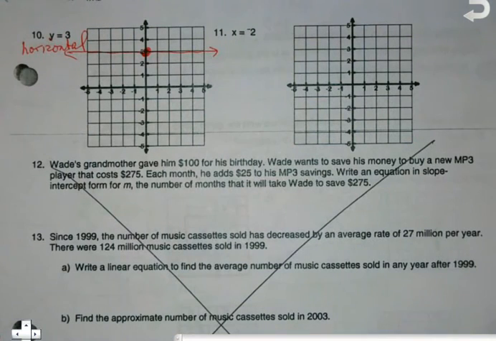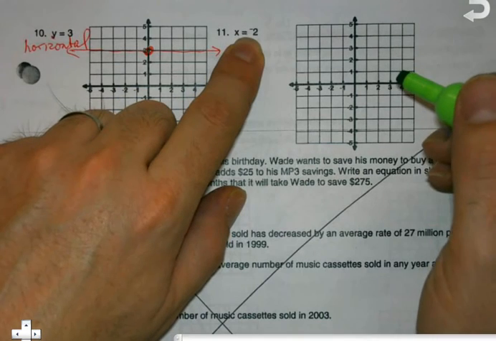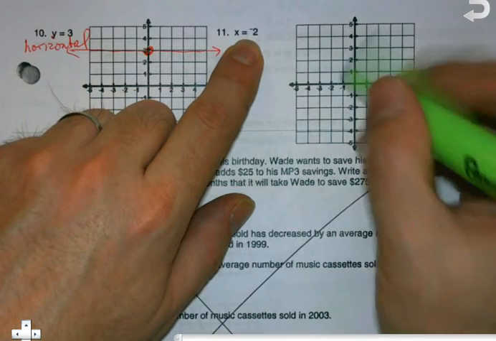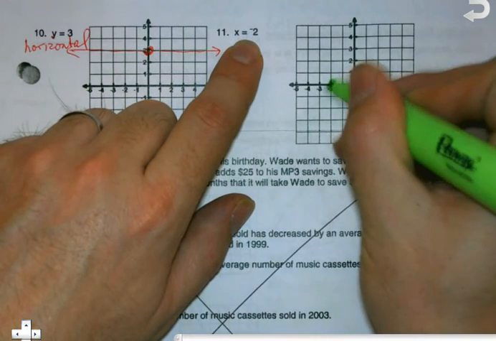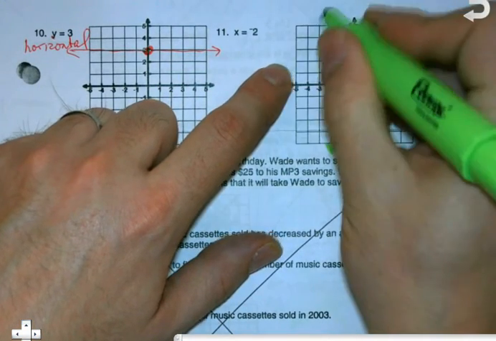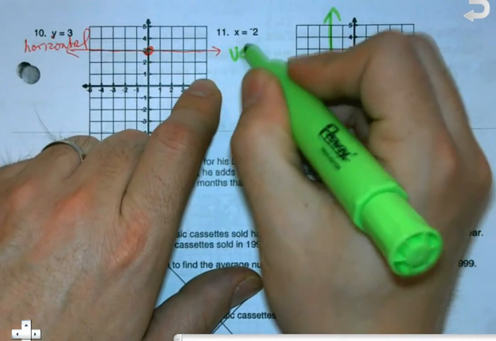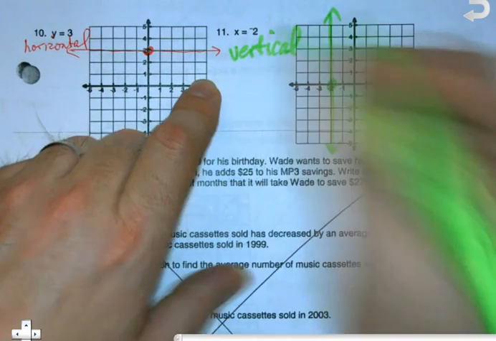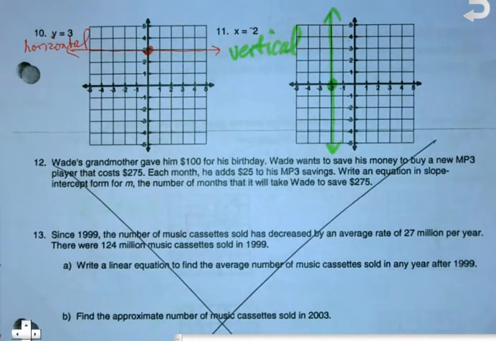If, though, it's x and a number, which direction do I go to get to where x is -2? To the left. Put a dot. And it's a vertical line because that's where x is always going to equal -2.